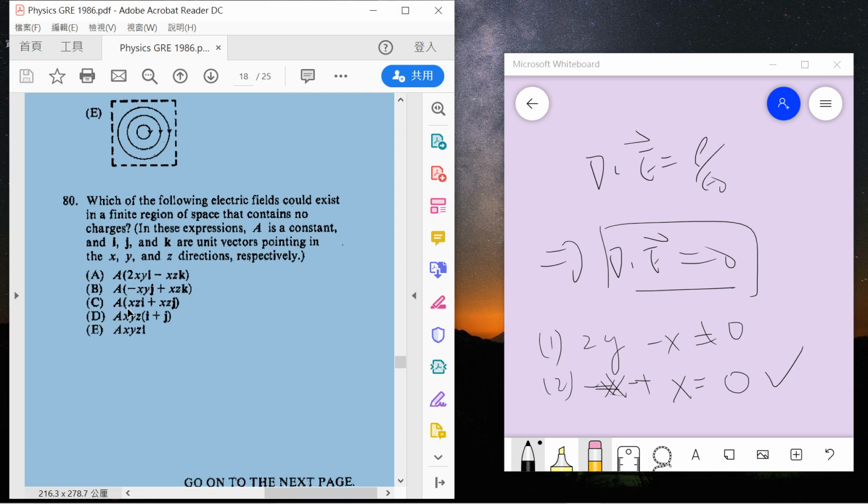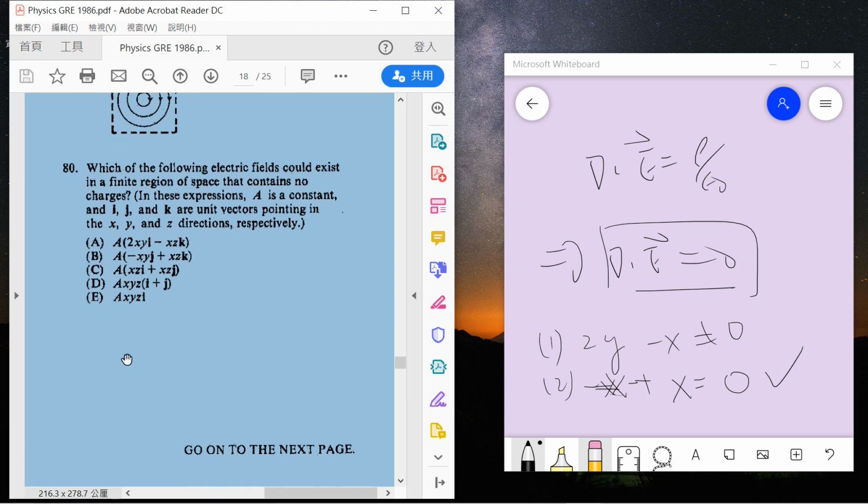Let me check for you. So C is partial x, so this is z. So the divergence of C is z. And this is xyz. When you do the partial x, you have yz. When you do the partial y, you have xz. So this is xy plus yz. And E is definitely non-zero.